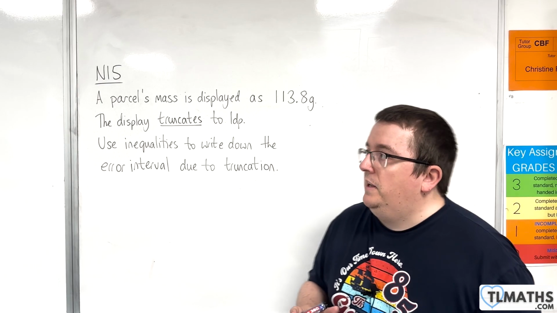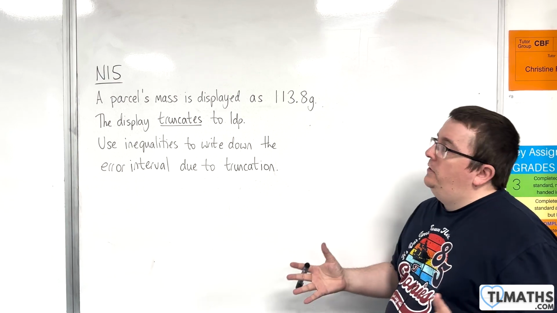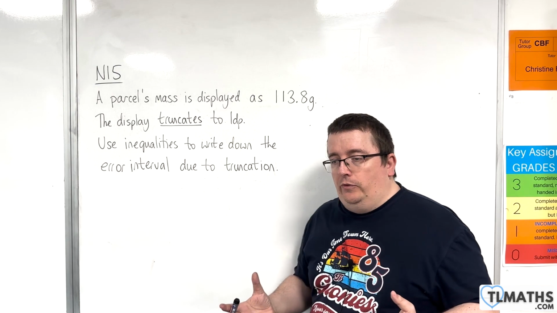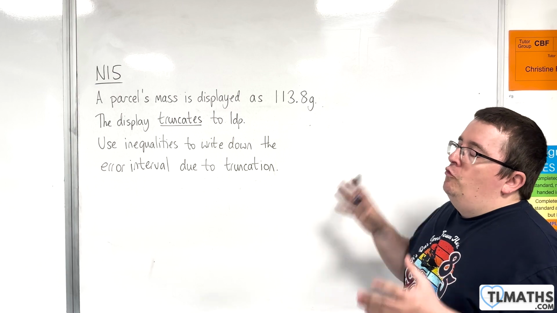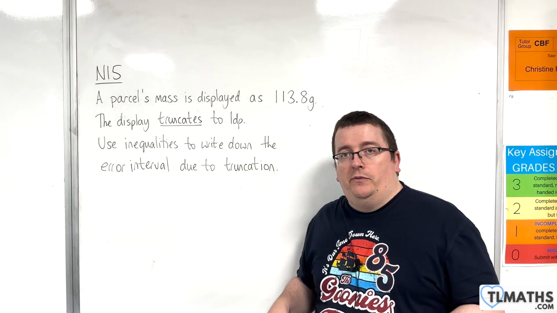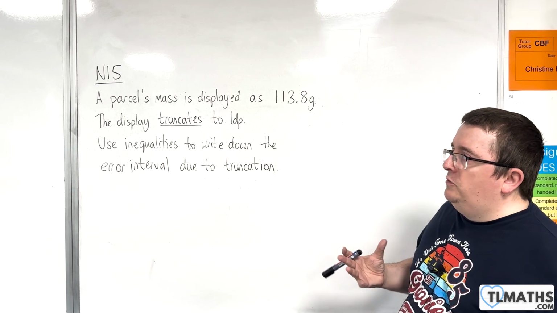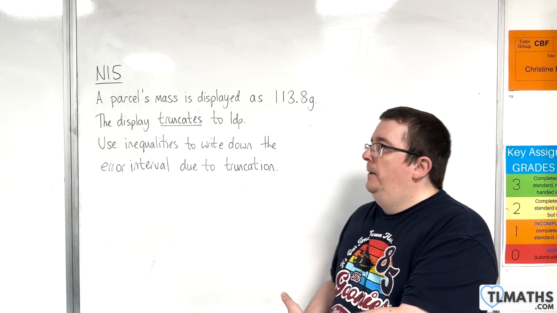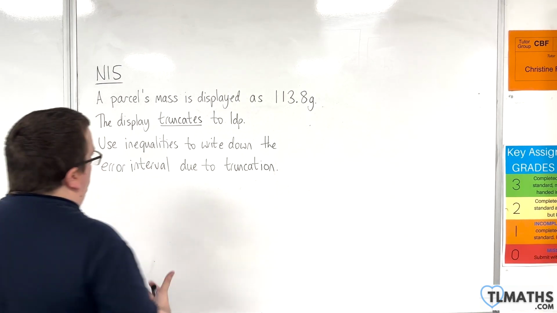Now in the previous video we had this parcel which had been weighed and the mass displayed as 113.8 grams. Now the machine or the scales that we put it on rounded to 1 decimal place. Let's imagine that we're putting it on another set of scales which doesn't round to 1 decimal place, it truncates to 1 decimal place. Use inequalities to write down the error interval due to truncation.